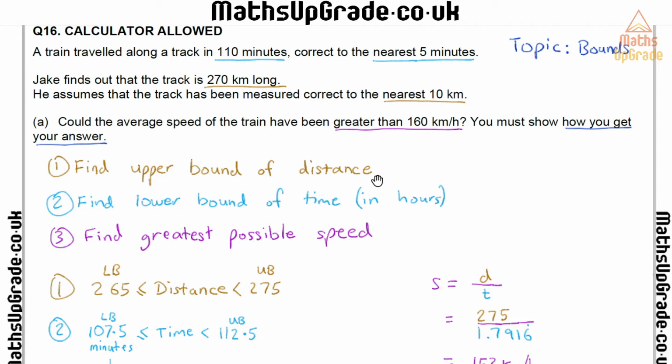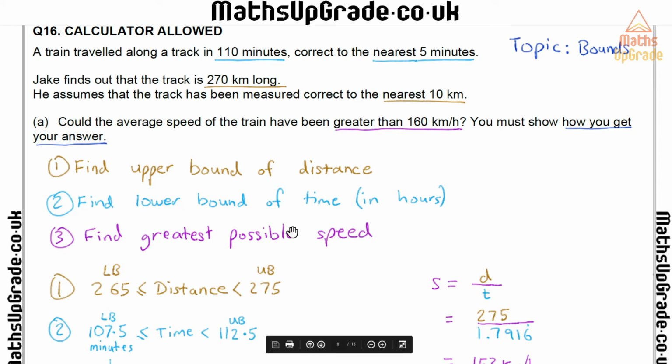So let's find the upper bound of the distance first of all. Well, the distance is given as 270 kilometers long. If it's been measured to the nearest 10 kilometers, the greatest it could have been is 275 kilometers, or just less than 275 kilometers. So that's the upper bound of the distance there.